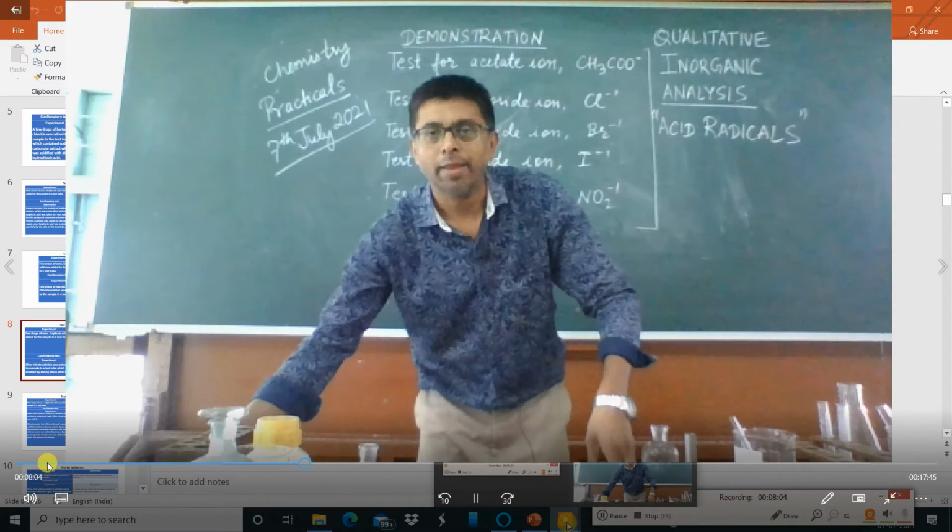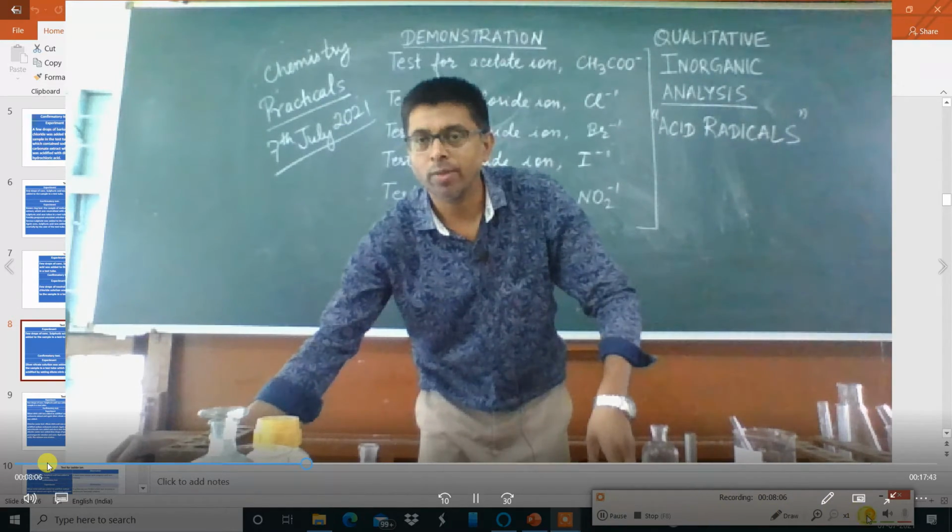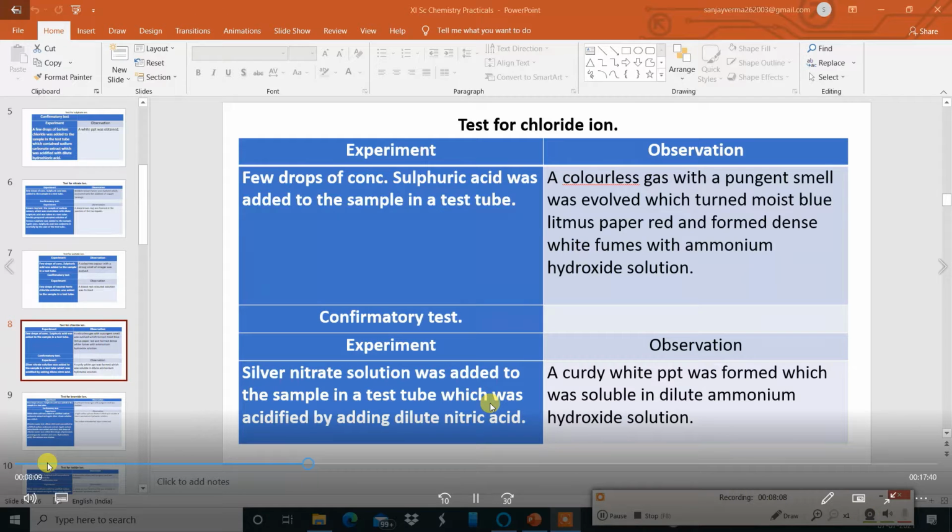Then the next part, I showed you the confirmatory test for the identification of chloride ion in the given sample, where a curdy white precipitate was formed, which is supposed to be soluble in dilute ammonium hydroxide solution. But it is, I think, insoluble in dilute nitric acid. You can read the details over there.